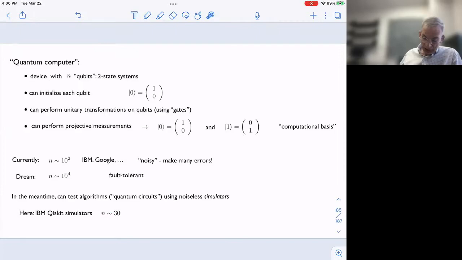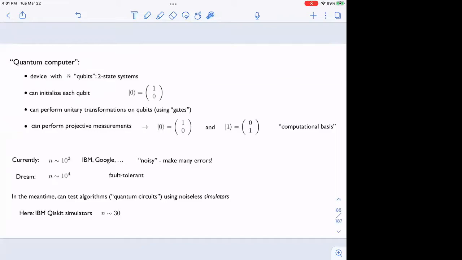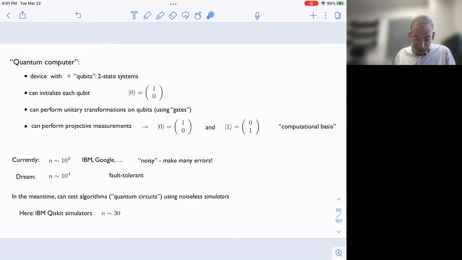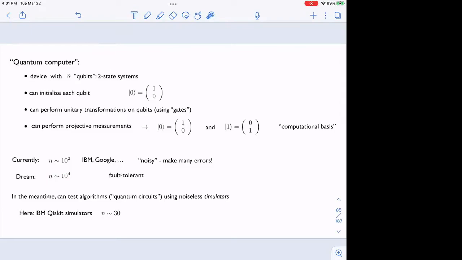So could I slip in a quick question again? Please, yeah. So in these actual configurations, you said a certain number of qubits in the IBM computer. The N is 10 to the 4. Okay, so my question is, actually sorry, that's the dream, right? Okay, but the question is, are these complex linear combinations or real? Oh, yeah, complex. Yeah, so you can make any unitary transformation.